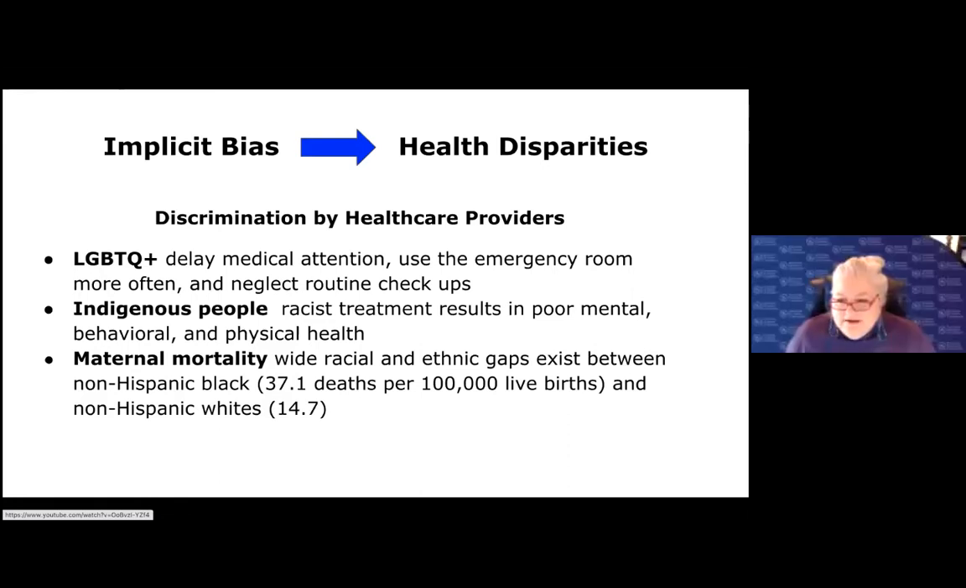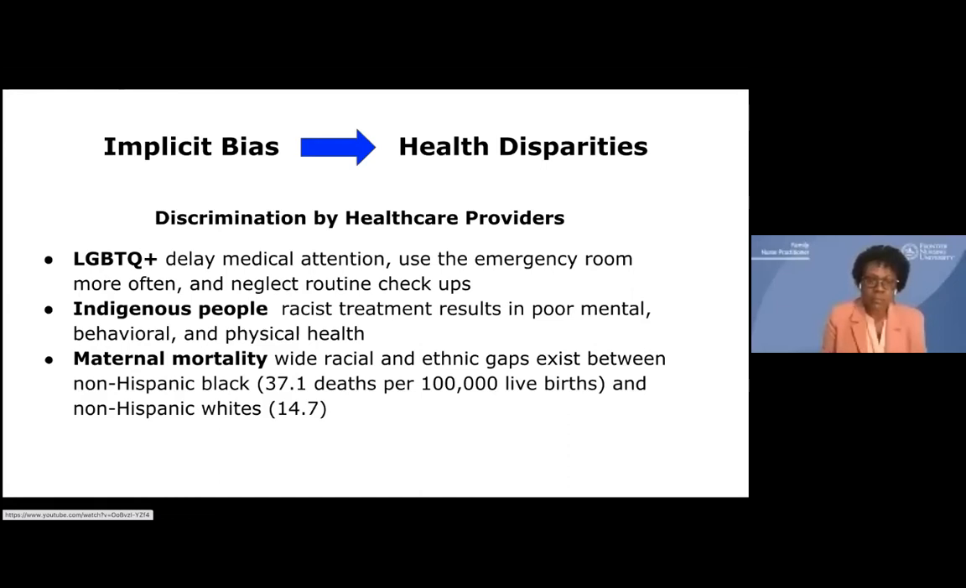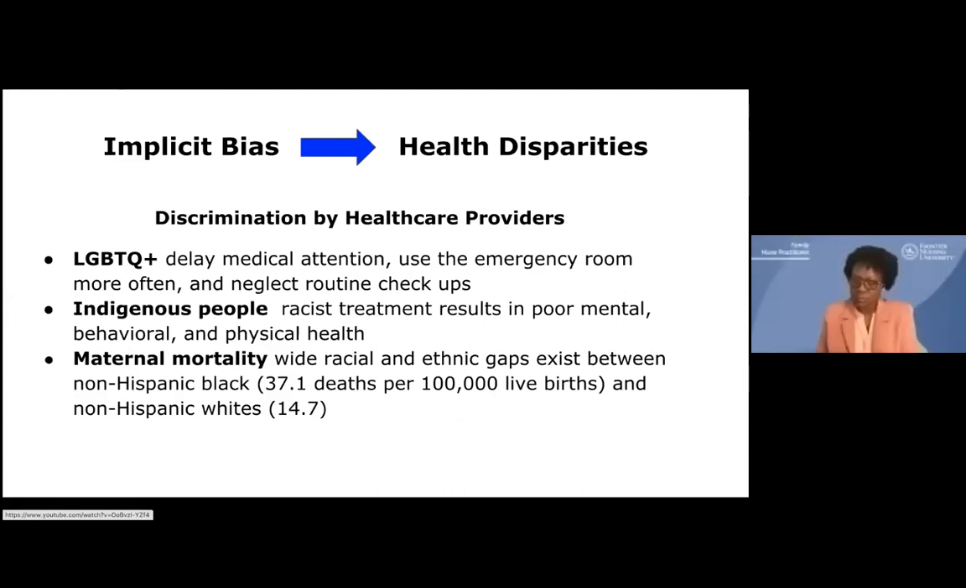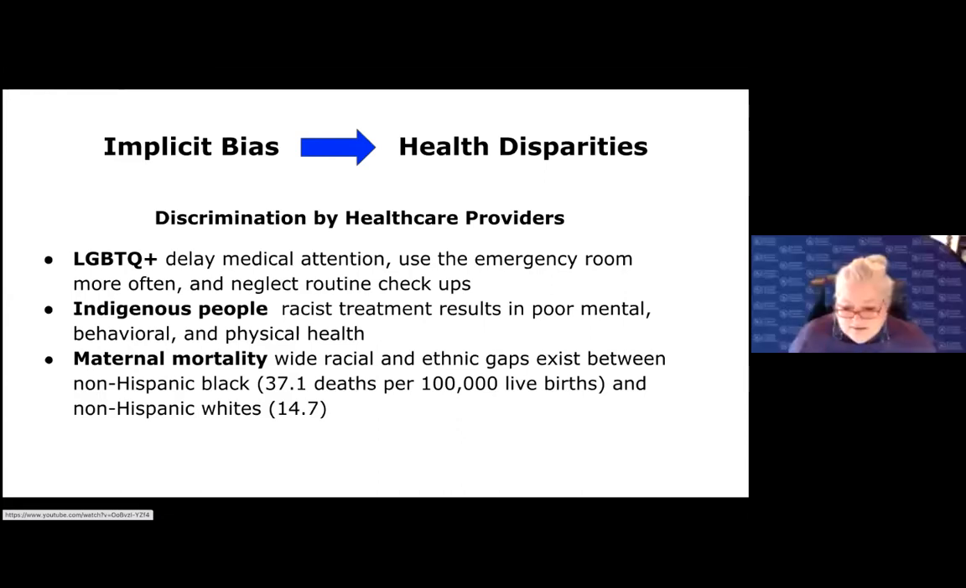Implicit bias can be seen as discrimination by the healthcare provider. The LGBTQ plus population, when they recognize discrimination, will delay seeking medical attention, will use the emergency department more frequently, and neglect routine checkups. A study found that discrimination toward indigenous people contributes to poor mental, behavioral, and physical health. American Indians have an increased risk of PTSD and alcohol dependency.